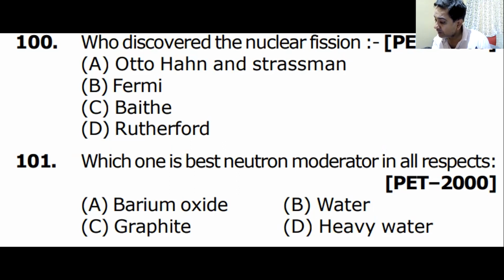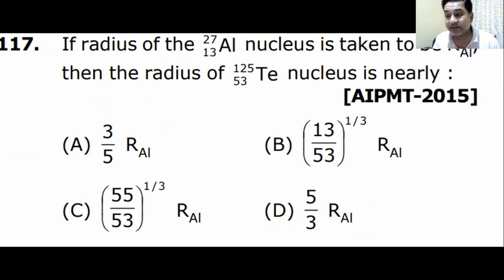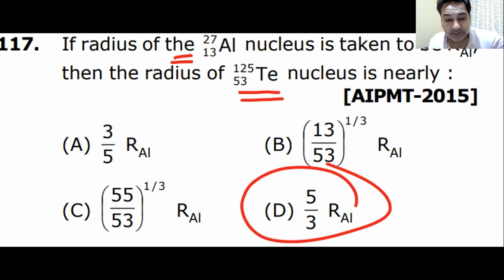I think we are almost done and we will finish with the last question, the most recent one. And as you can see, the same question has come before. Yes or no? Same question, same data. Maybe the same question comes in the next paper. You already know the answer. Answer is D. Yes or no? 3 by 5, 5 by 3.